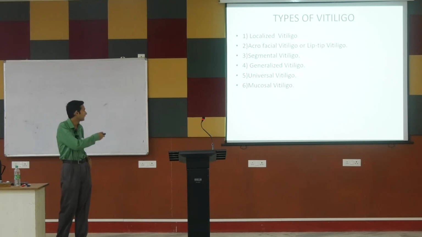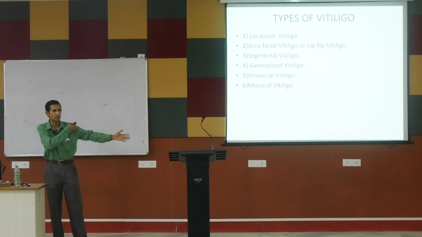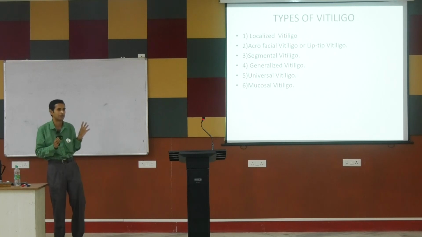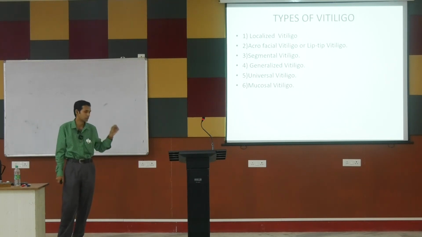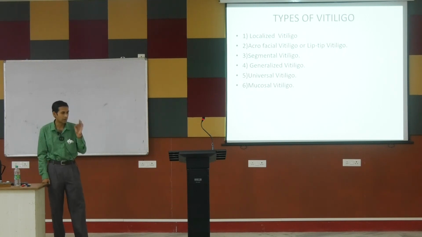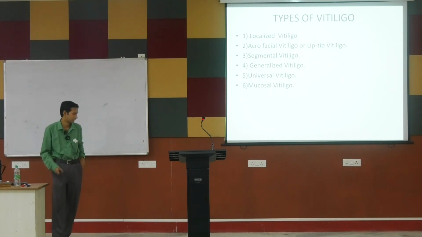The third one is segmental vitiligo. Segmental vitiligo is present over a particular dermatomal segment and usually doesn't cross the midline. It is most commonly found in children. 20% of cases are found in children and only 5% of cases in adults. The most important thing is that it usually follows the dermatome, never crosses the midline, and is more commonly found in children.